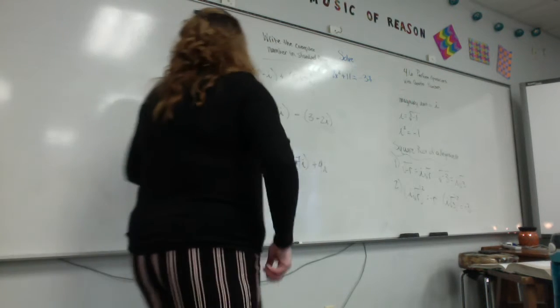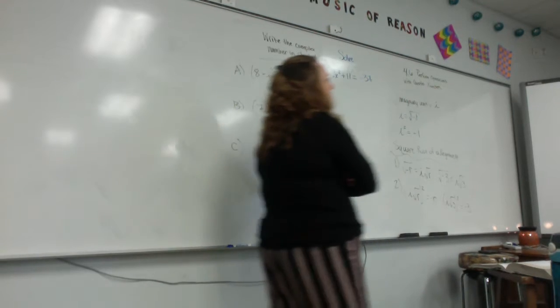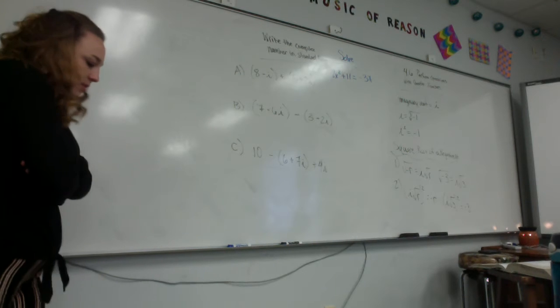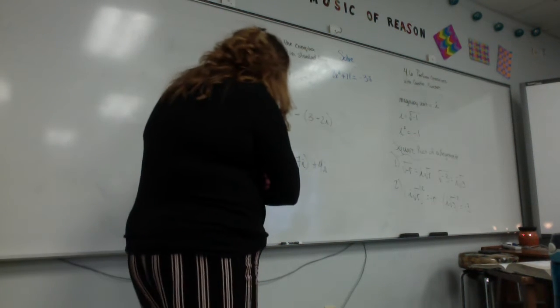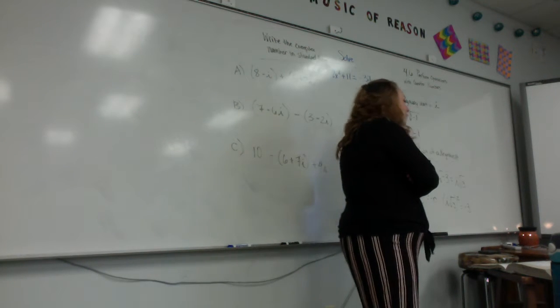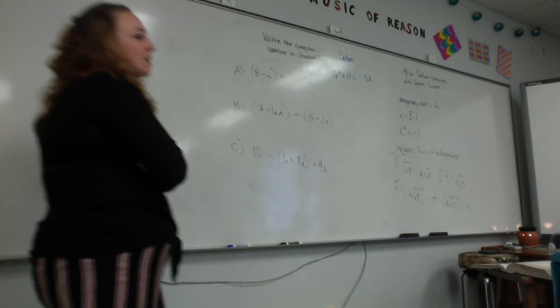4.6, performing operations with complex numbers. If you have a radical, a square root of something, a fourth root of something, a sixth root of something, can I have a negative inside of it? No. But we're going to learn about imaginary units, which allows you to have a negative inside a radical.